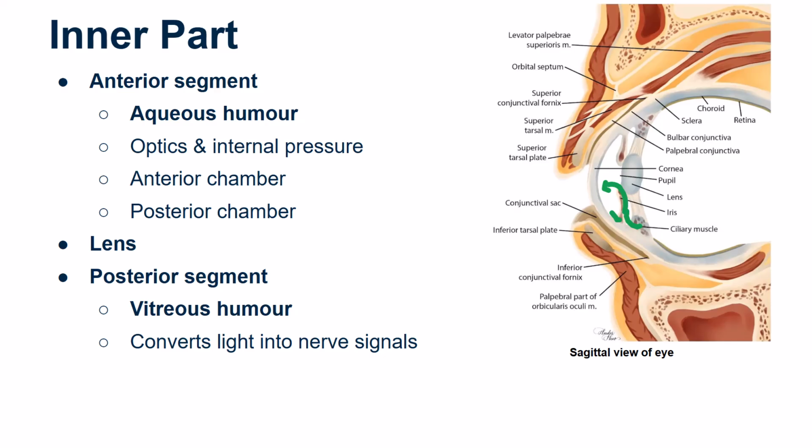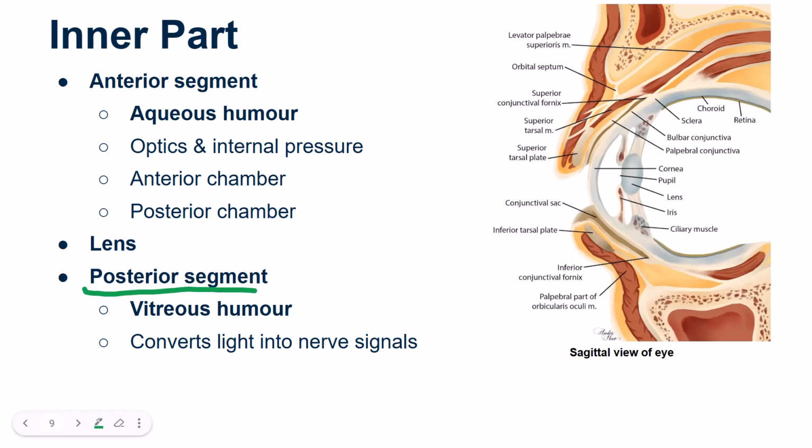So this is washing through both the posterior and anterior chambers, moving nutrients and waste products and providing overall support and some refraction as light moves through. The anterior segment itself is primarily responsible for optics, so that's refraction and focusing of light, as well as the maintenance of internal pressure. Now, beyond the lens, as we move posteriorly, we have the posterior segment.